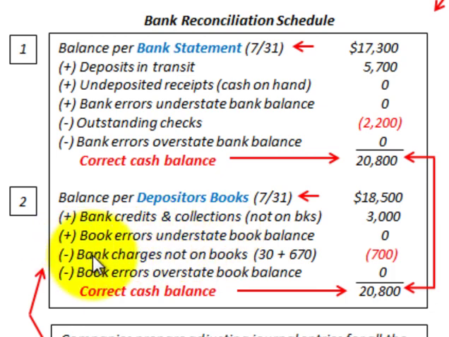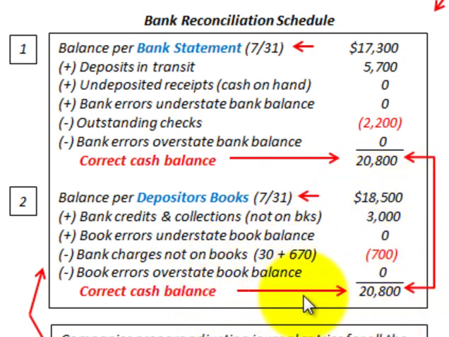And then we'd have to subtract out bank charges not on the books. There may be any number of bank charges that are on that bank statement, but they aren't on the books. Those would have to be subtracted out. And then we'd have to subtract any book errors which overstate the book balance. So if we got any book errors which overstate this book balance, those would have to be subtracted out. And with all our additions and subtractions from our beginning balance per the depositor's books, we'd come up with the correct cash balance.